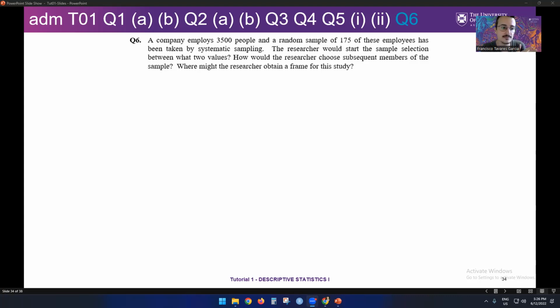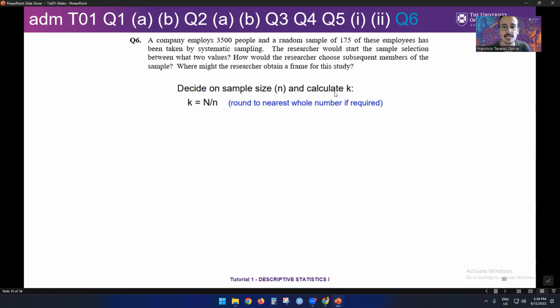So to get the K, we divide the 3,500 by 175, which equals 20. Good job, Harry. Therefore, you would start the sample with a selection between 1 and 20. Very good. I had a little advice here, taken from the lectures and slides.